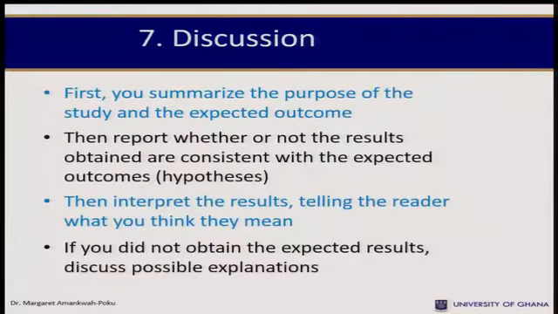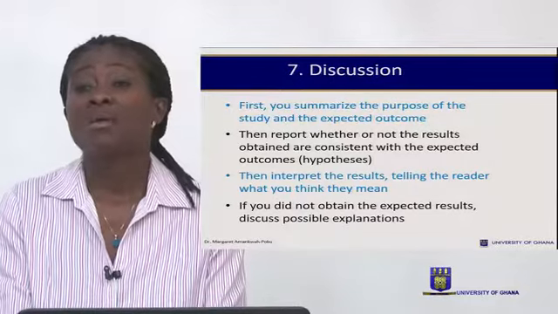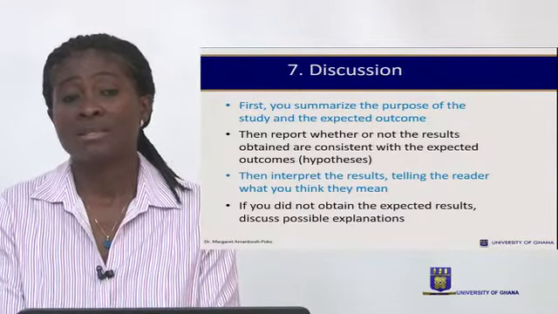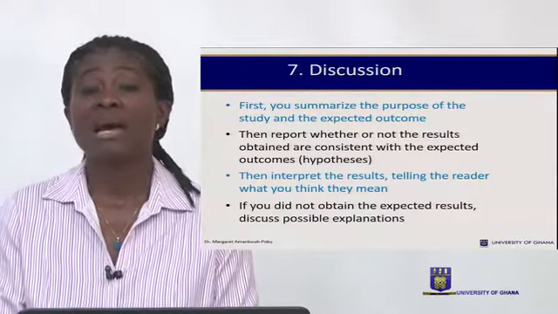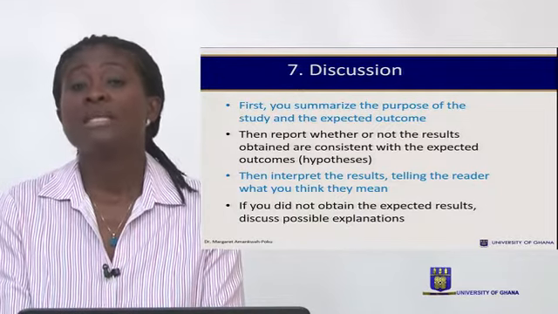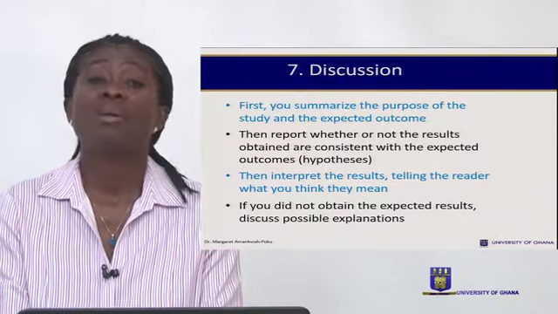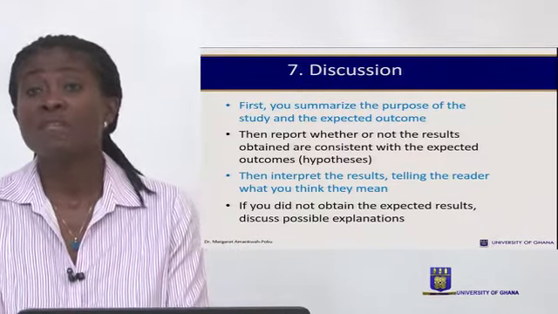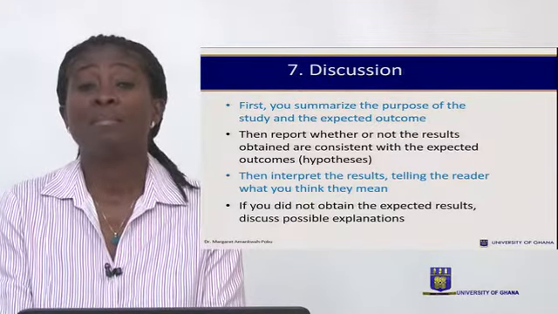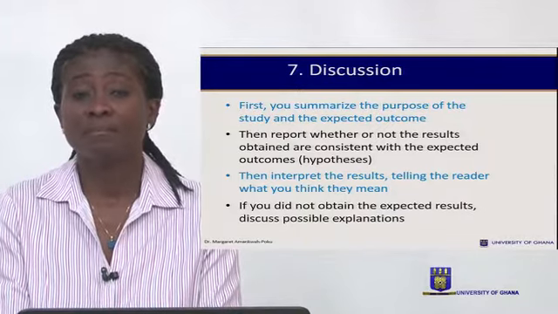So for this section, you start by summarizing the purpose of your study and the expected outcome. And then you report whether or not the results that you obtained are consistent with your expectations. So remember, you had your hypothesis. In your proposal, you had an expected outcome. So were your hypotheses confirmed or not? Then you interpret your results by telling the reader what exactly they mean. So if, for instance, you found out that stress management improved diabetes control, what does it mean?